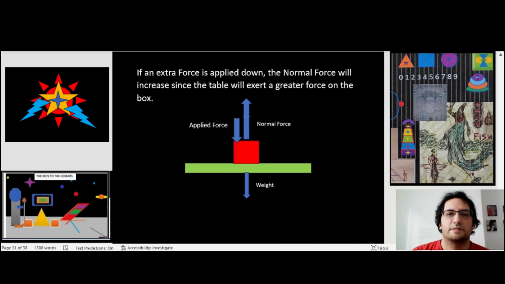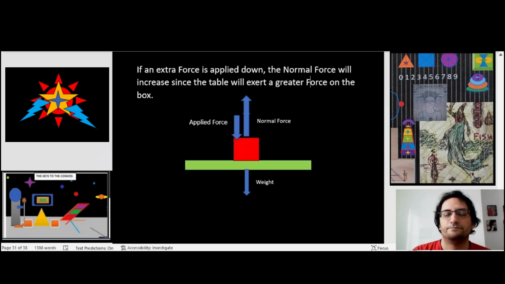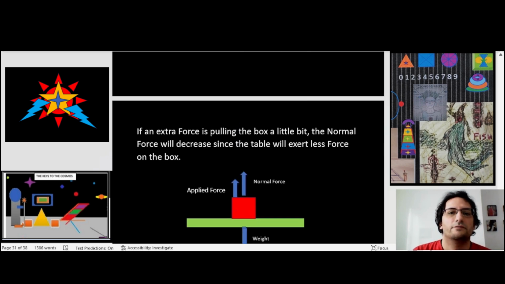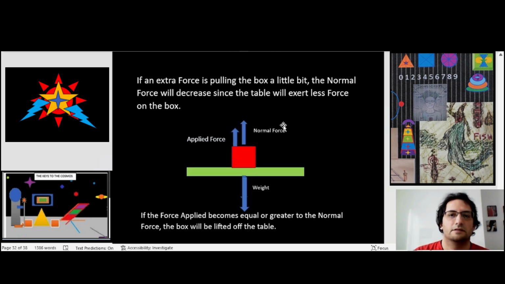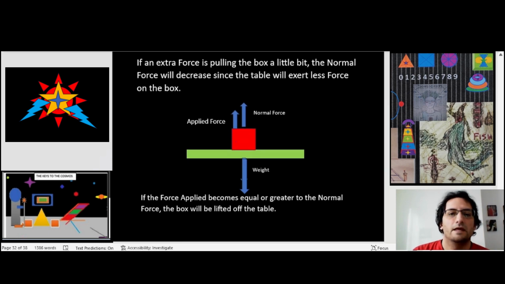If an extra force is applied down, the normal force will increase, since the table will exert a greater force on the box in order for the net force to remain 0. If an extra force is pulling the box a little bit, the normal force will decrease, since the table will exert less force on the box in order for the net force to remain 0. If the force applied becomes equal or greater to the normal force, the box will be lifted off the table.